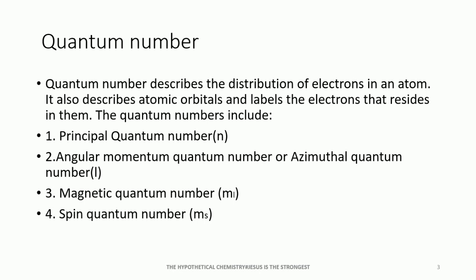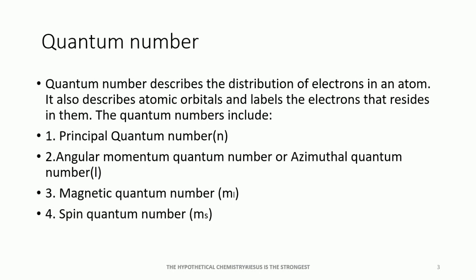Two, it also describes atomic orbitals. It talks about a specific atomic orbital in question, and also tells about the electron that resides in a specific orbital.